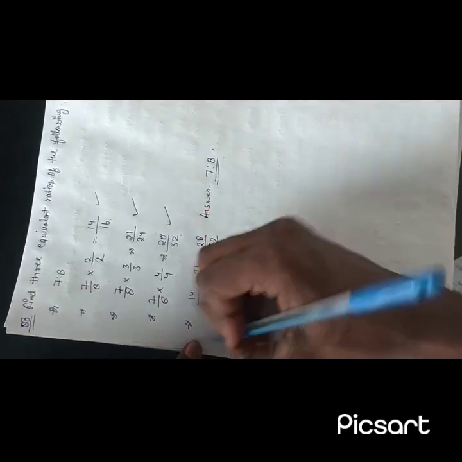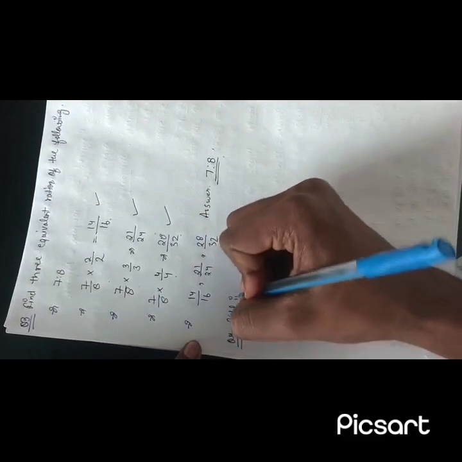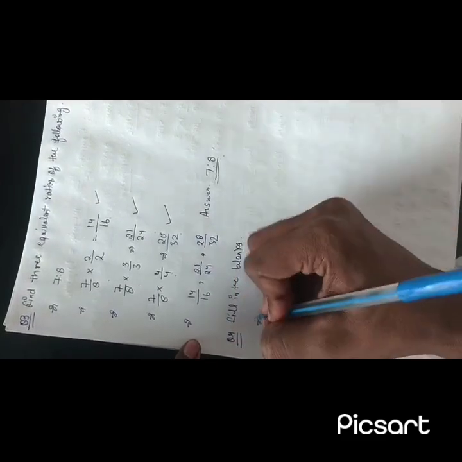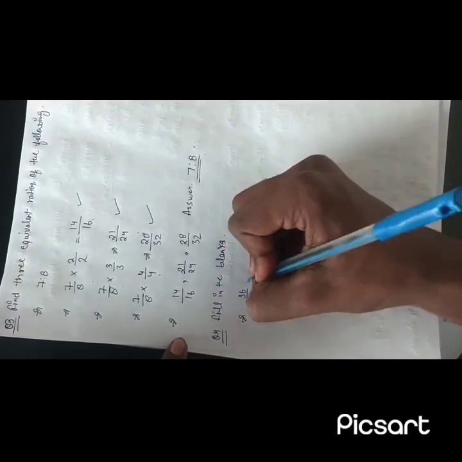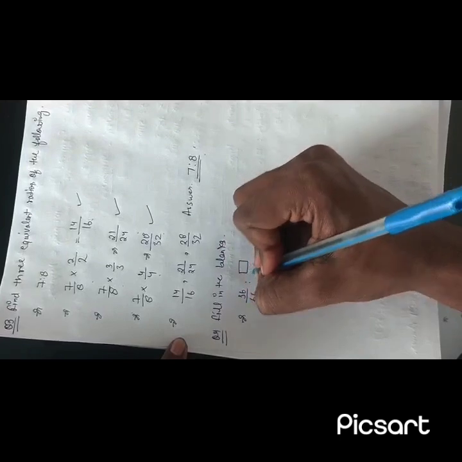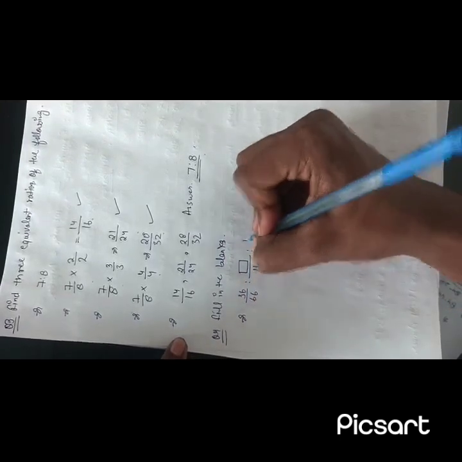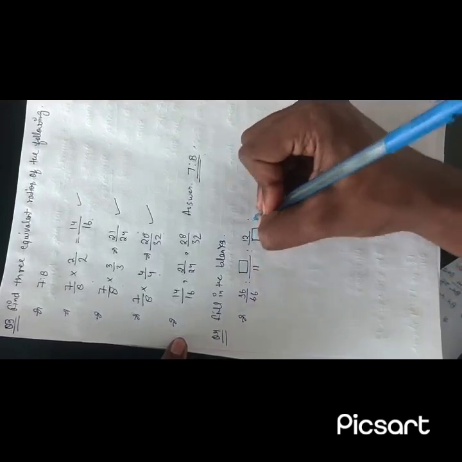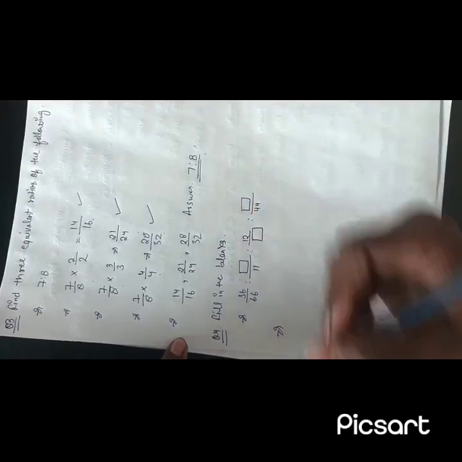Now, question number 4. What it is saying: fill in the blanks. Here it is saying 36 upon 66 ratio. A box is there. In this you have to guess the value and write the exact value that will fit in this box to get a proper ratio. Okay, this is what the question is saying.